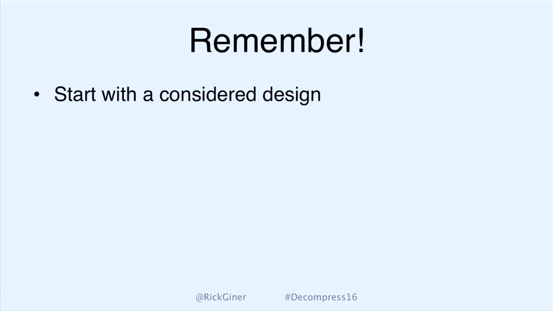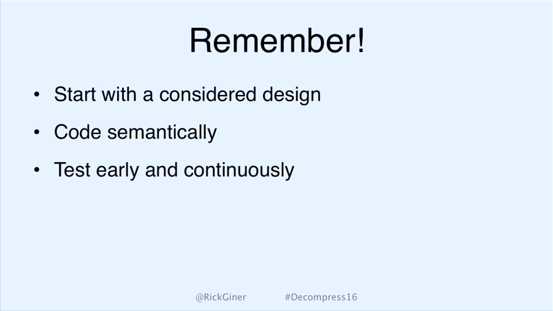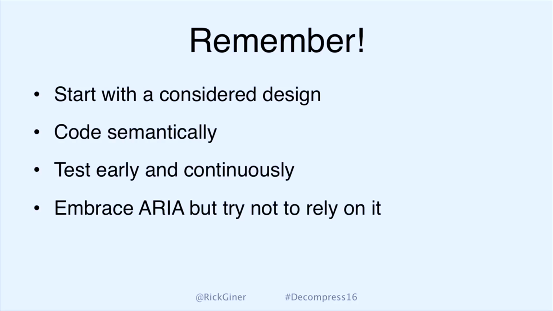So in conclusion, remember to start with a considered design. And code semantically, that will really help. Test early and continuously. Embrace ARIA, but try not to rely on it. Turn off your monitor and try to use your application. It's so easy to get an experience for what millions of people in Australia, and we are talking about millions, who use assistive technology. If you just turn off your monitor, you'll understand what they're going through, and hopefully you'll be able to code better websites.